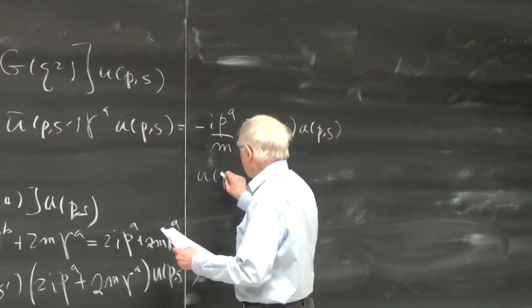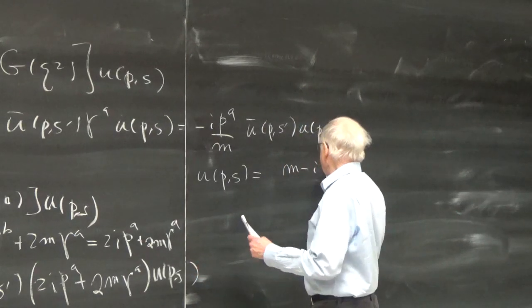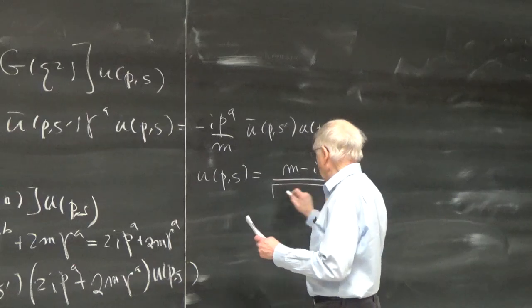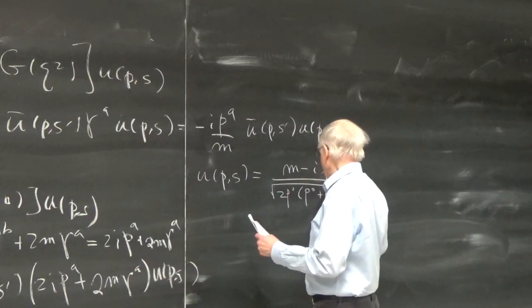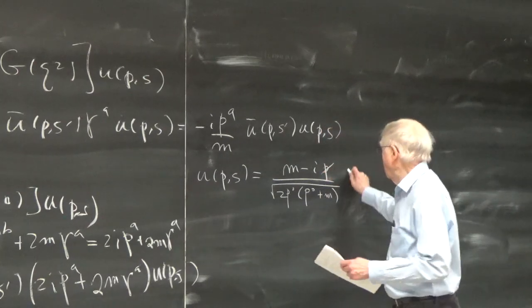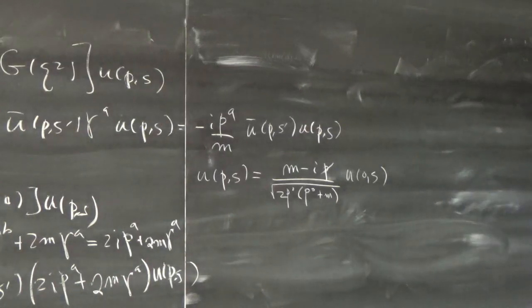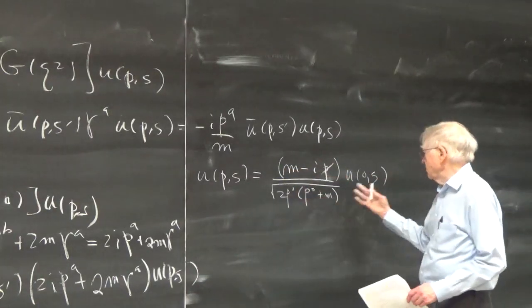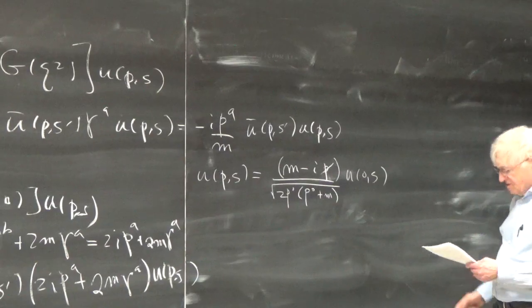So you can write U of P and S as M minus I P slash, over the square root of 2 P0 times P0 plus M, acting on U of 0 and S. So the spinors at finite momentum are given by this fraction times the spinors of zero momentum.